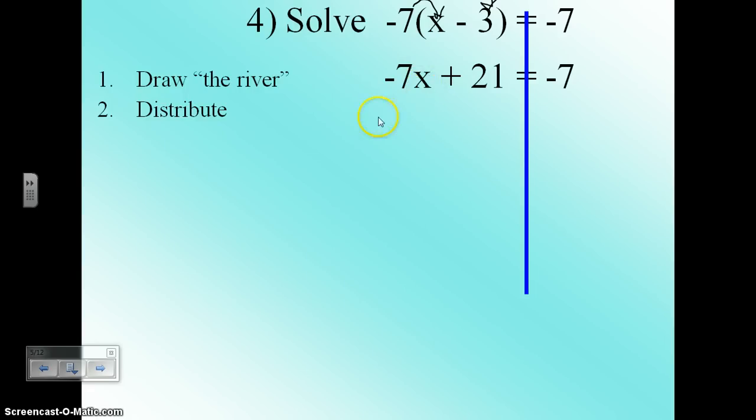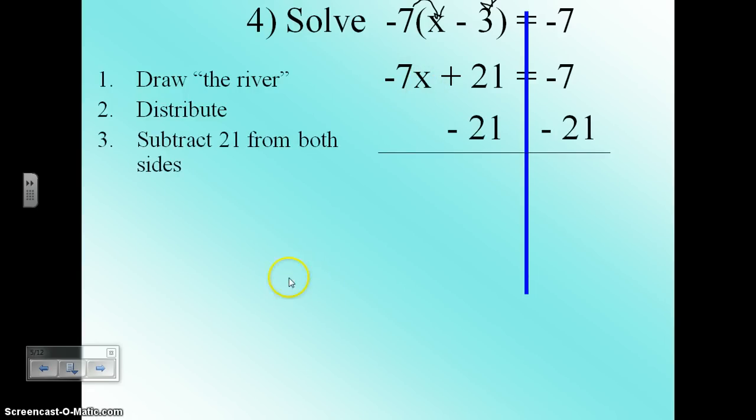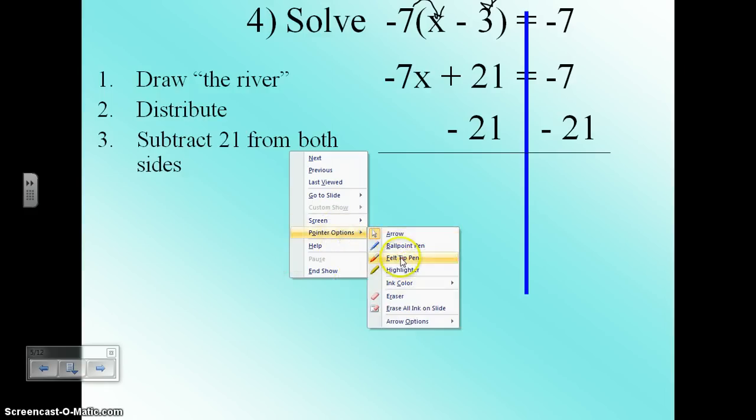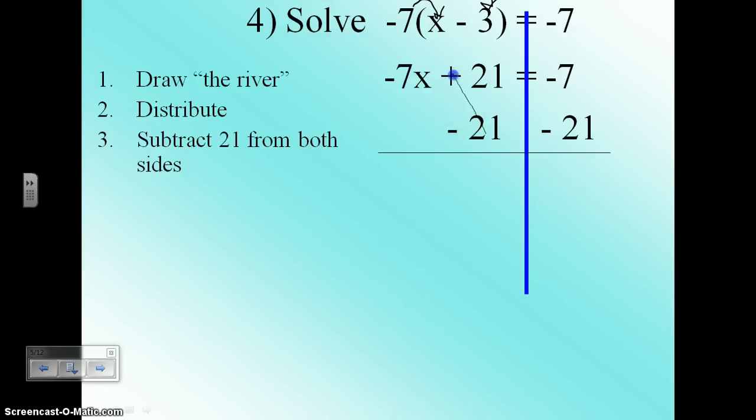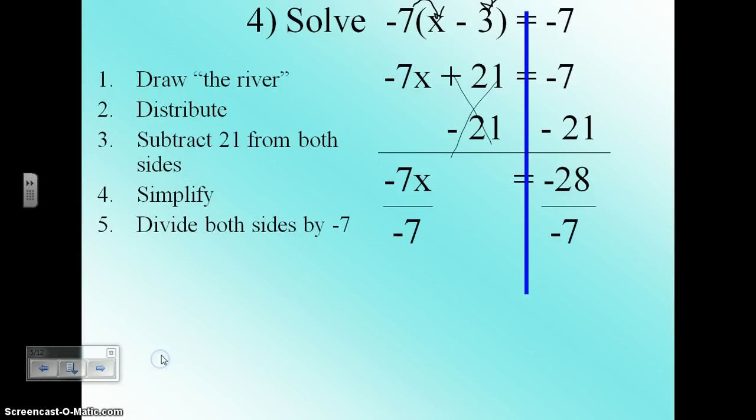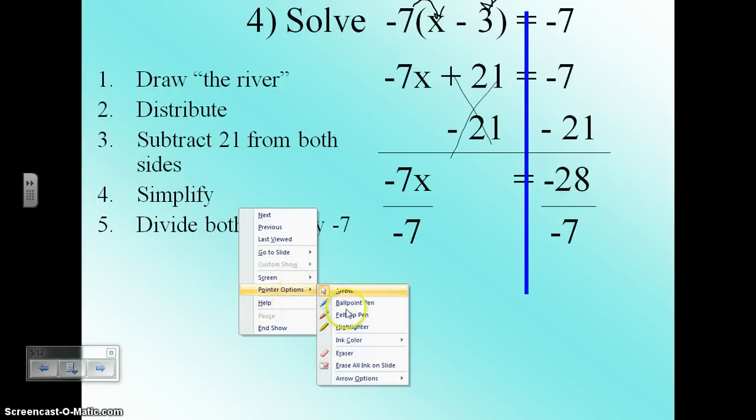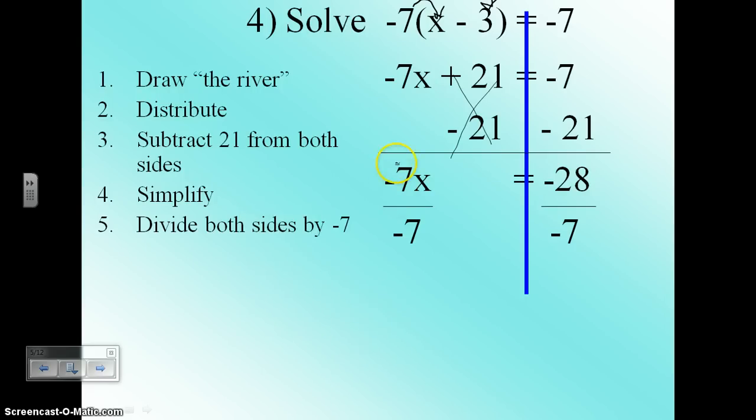Then we're going to try to get everything away from x, so we're going to subtract 21 from both sides. That is going to cancel this out. And we're left with negative 7x equals negative 28. Then we're going to divide both sides by negative 7. That's going to cancel that out. And we're left with x equals 4.